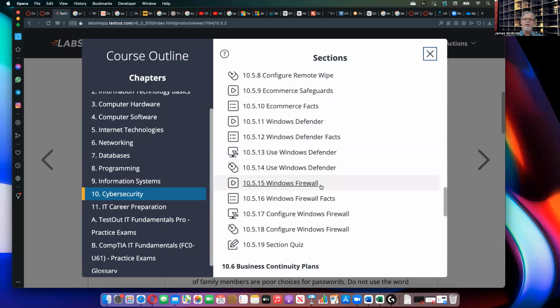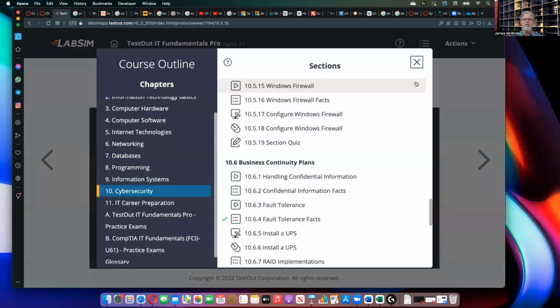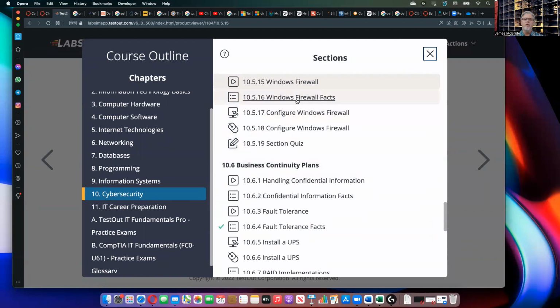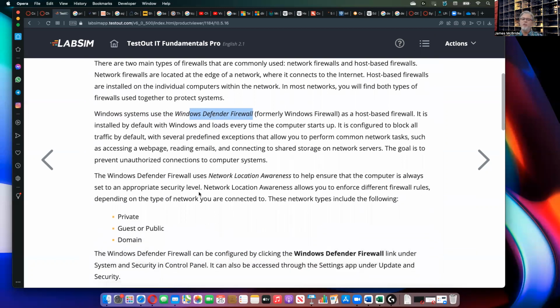The other thing I want to talk about here is Windows Firewall and business continuity and fault tolerance. So Windows Firewall is Windows Defender, and it's built in, and it is a full-fledged firewall. That's one thing I want to mention, but I want to mention again that Windows Firewall is turned on. It's on unless you turn it off, and then it'll just keep warning you that you turned it off and you're in trouble, right? It'll keep doing that.